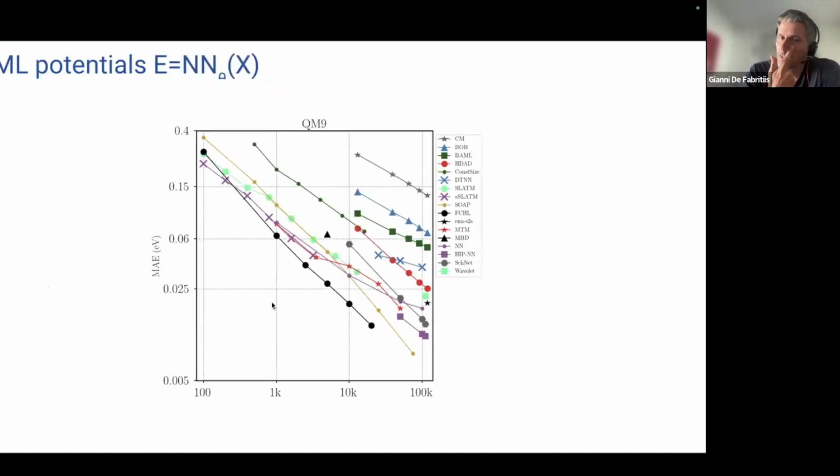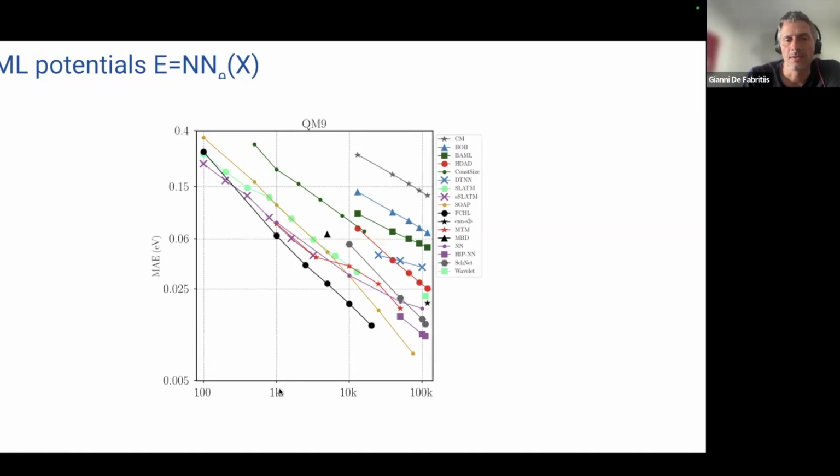Okay, so all these methods actually started many years ago, and there was a zoo of neural network potentials over the years. In this plot, I just show a few. On the right, in the legend, you see many methods up to a few years ago. The plot shows on the x-axis the number of training points that you used for each of these methods, and on the y-axis the error on a test set that you get when you train on this amount of data.